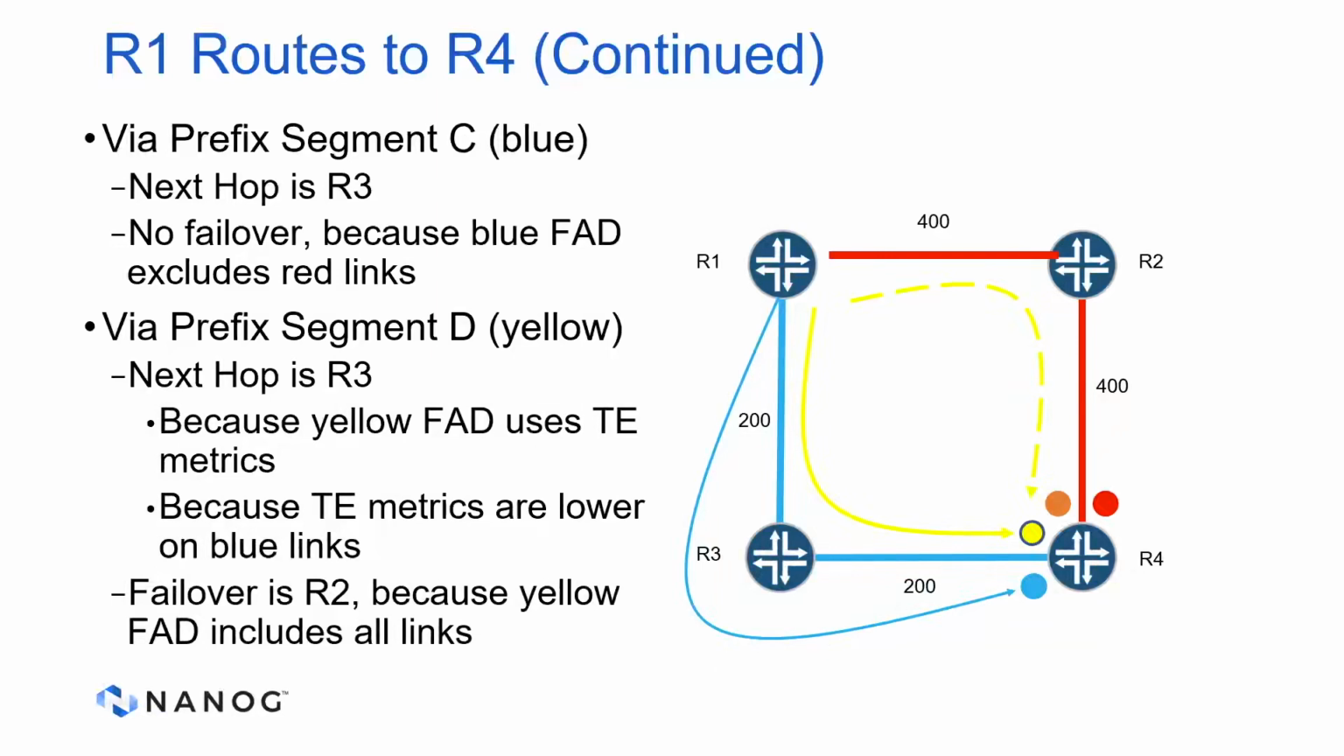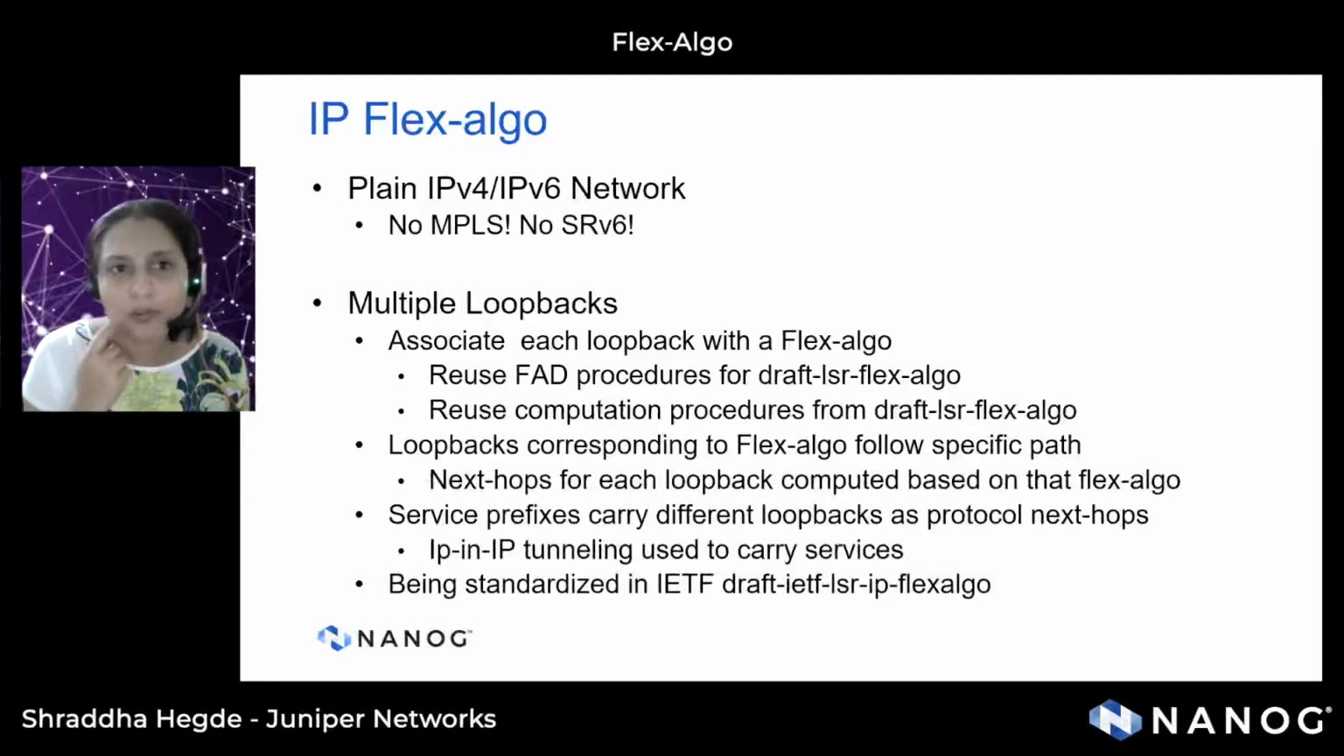And similarly, the yellow FAD, which is for segment D, we can see that the next hop is R3, and there is a failover because it includes red links as well. So if there's a failover, then you can see that the path is via the red links. So let's move on to IP Flex Algo.